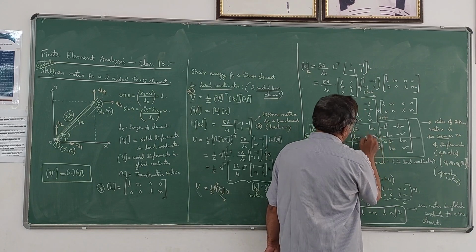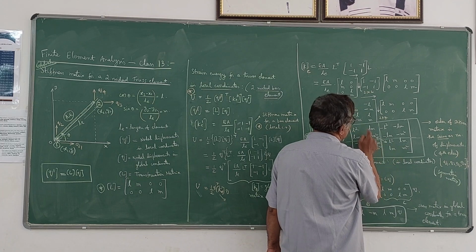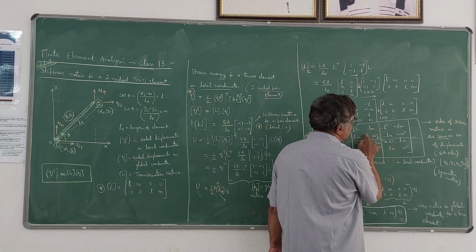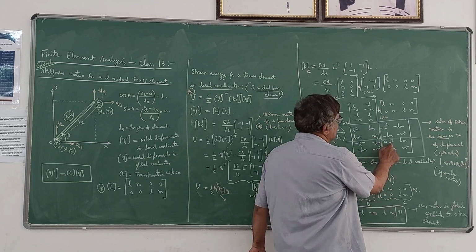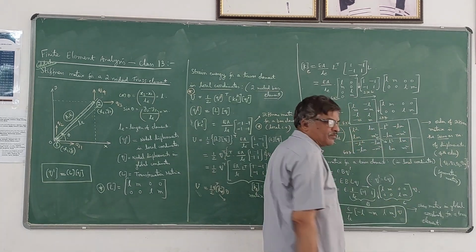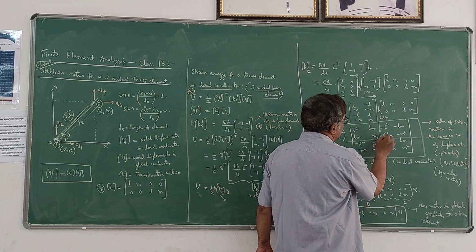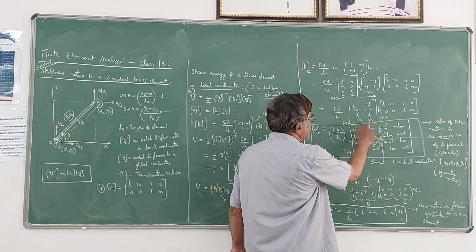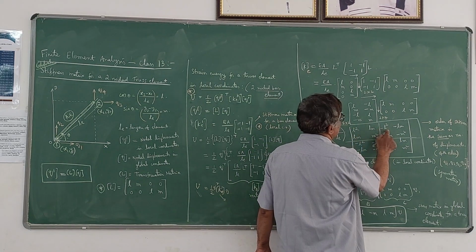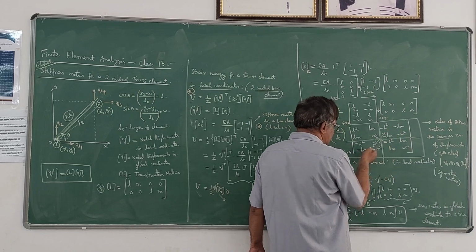Please note, the first and fourth submatrices will be the same. You can see L square, Lm, Lm, M square in both. Whereas the second and third will be the same, with a negative sign on all the elements. Same thing, but with negative sign: minus L square, minus Lm, minus Lm, minus M square. The same thing is repeated here.